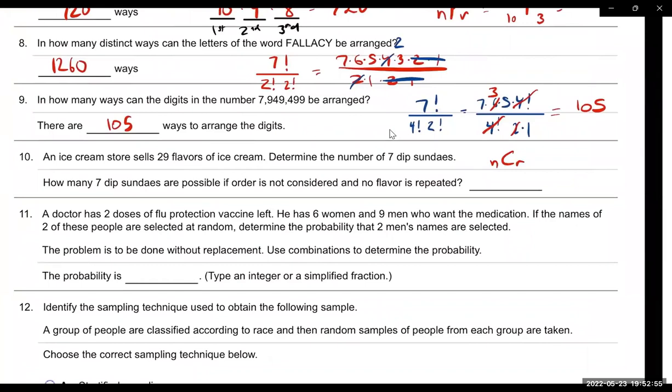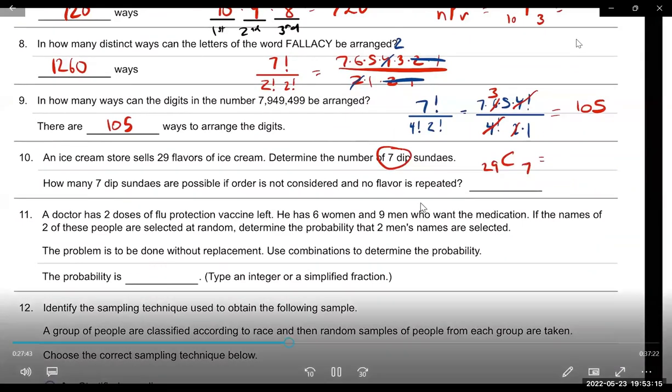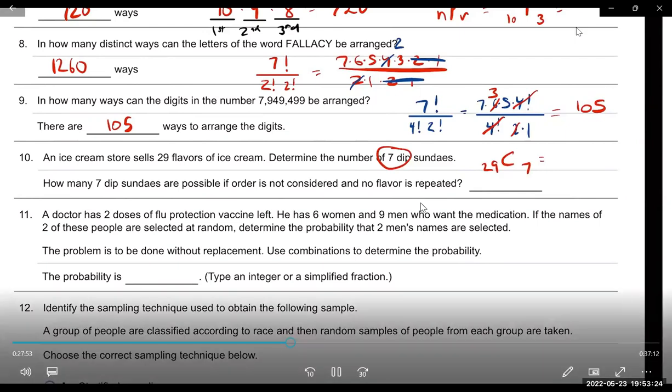So we have 29 to choose from. And we're choosing 7 of them, 7 flavors. All right, so on your calculators, we can first find the answer by using our calculators. So let's do that first. So remember, first enter the number 29 on your calculator, then go to math, PRB, go down to number 3, which is NCR, and then type 7. And I'm getting, anybody get a number?